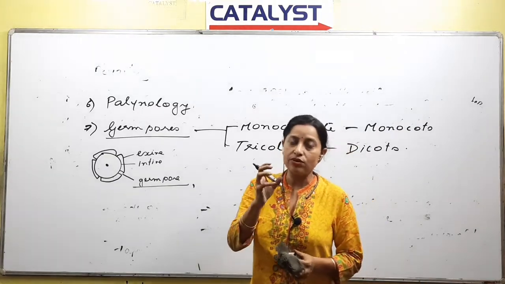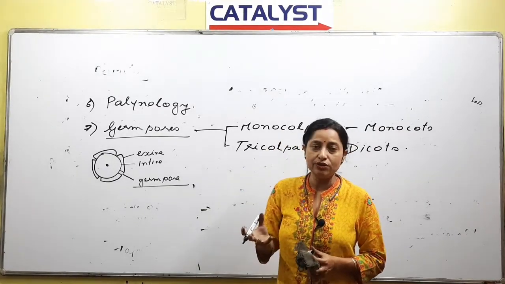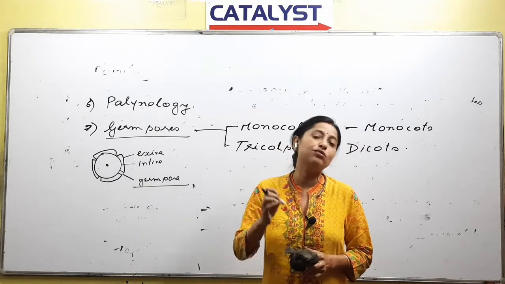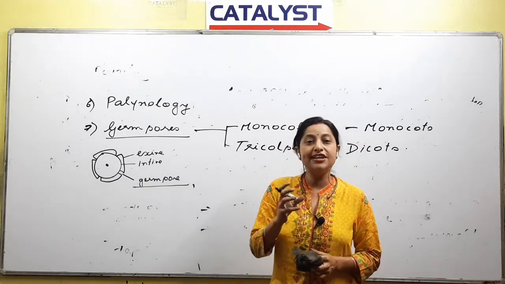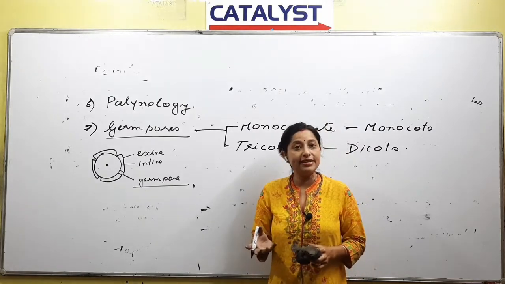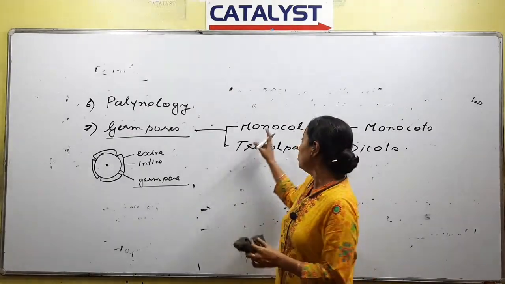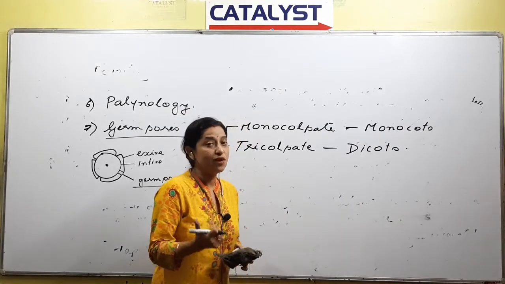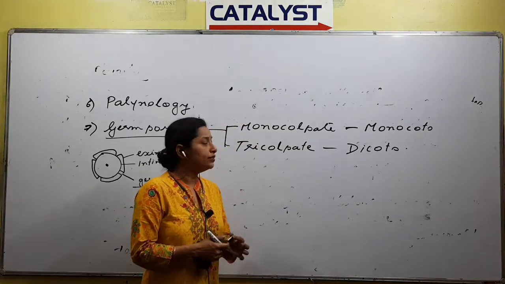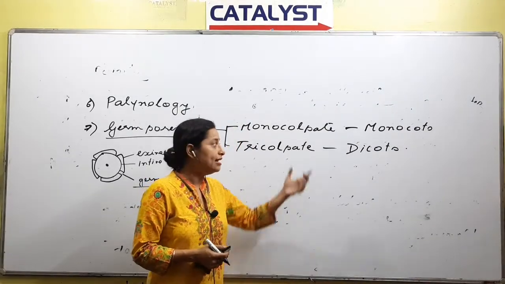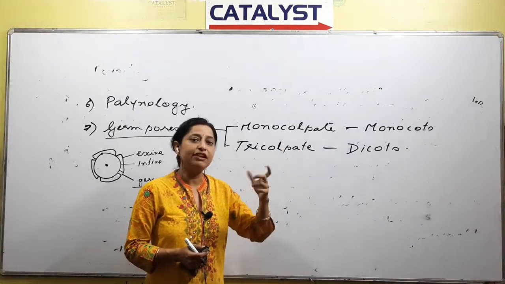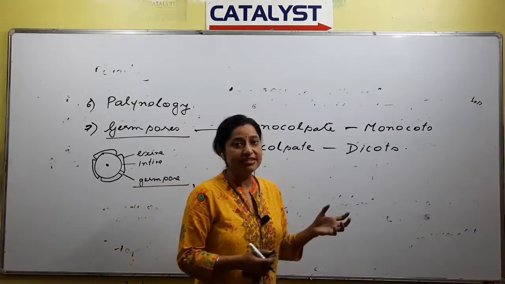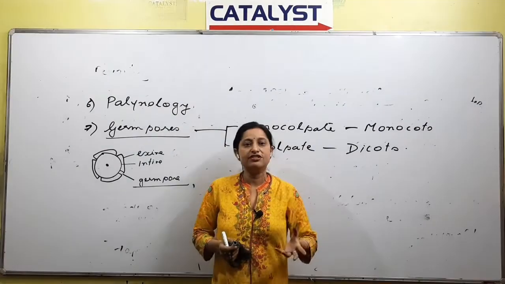Looking at the size or the structure of the germ pore, it could be called a germ pore or it could be called a germinal furrow. If round, germ pore; if elongated, germinal furrow. Monocolpate and tricolpate are the two terms. What is monocolpate? The presence of one germ pore, and precisely speaking, in monocots it is the germinal furrows, right? I think now we understand the difference between a germ pore and a germinal furrow.